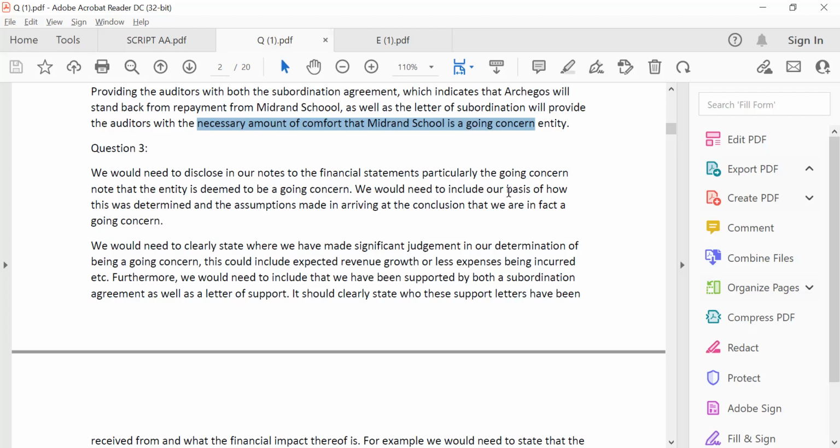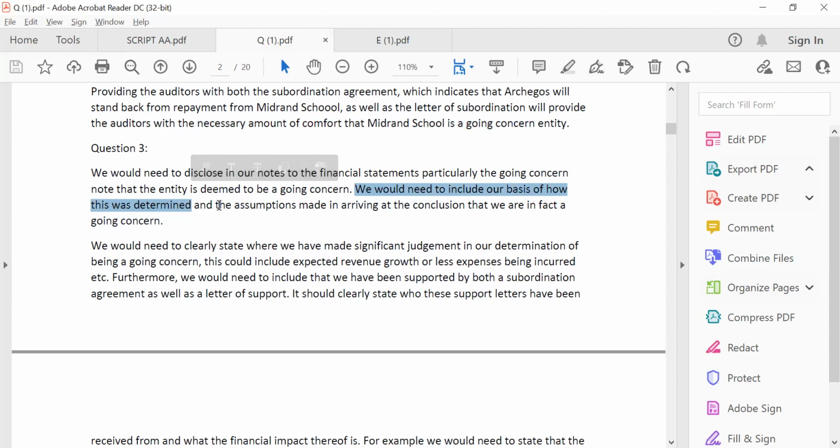We would need to include our basis of how this was determined. With that particular sentence, do we consider it as valid disclosure? Remember, the CFO, Ryan, asked you for what are the minimum disclosures. Ryan had already stated that we need to include the basis of identifying going concern in the FS. So that's not something new. We are looking for all these other new aspects that would need to be disclosed as a minimum.